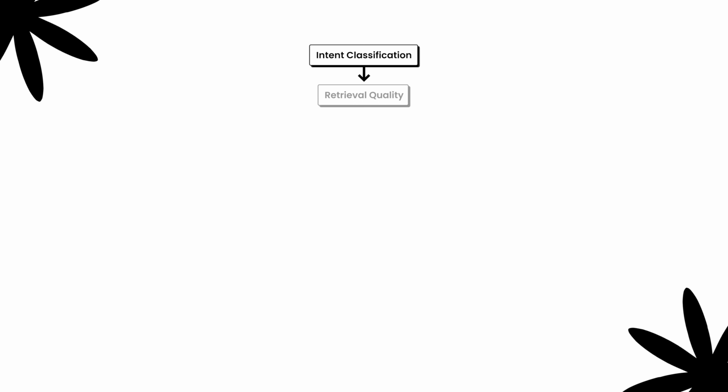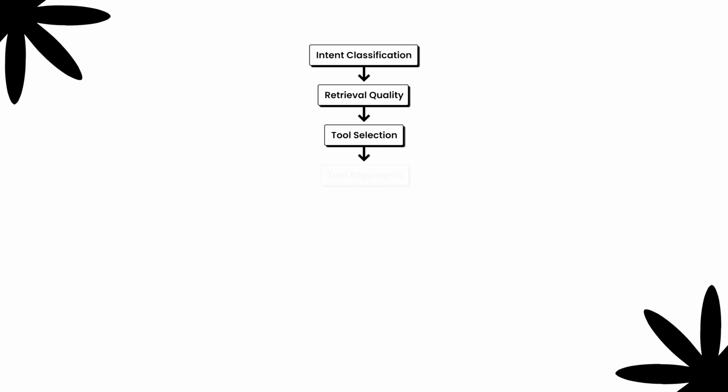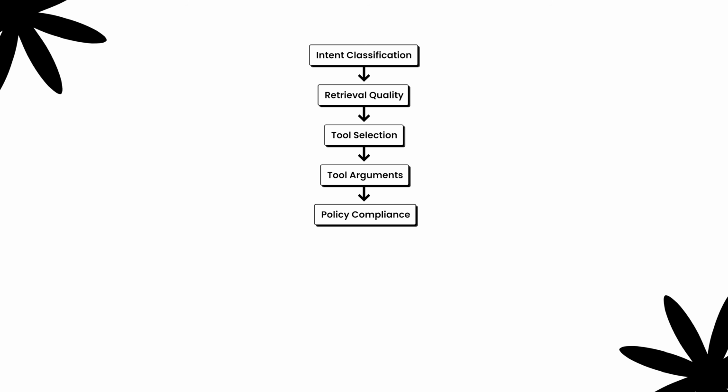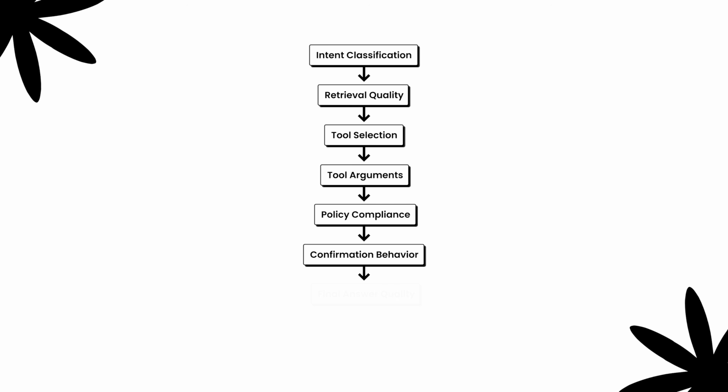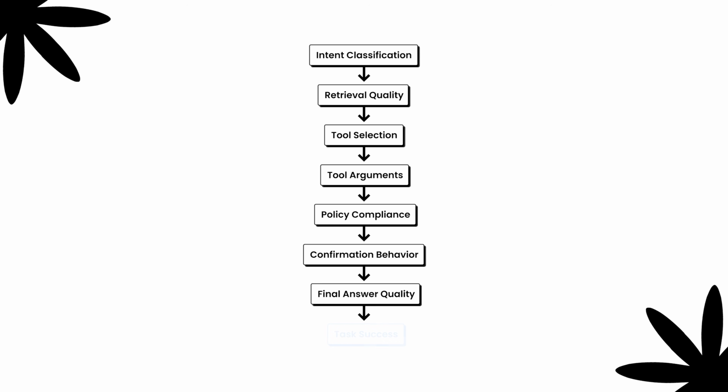For agentic systems, you need more than a final answer evaluation. You need trace level evaluation. That means you're evaluating each and every important step in the trajectory, right from intent classification, retrieval quality, tool selection, tool arguments, policy compliance, confirmation behavior, final answer quality, and task success.